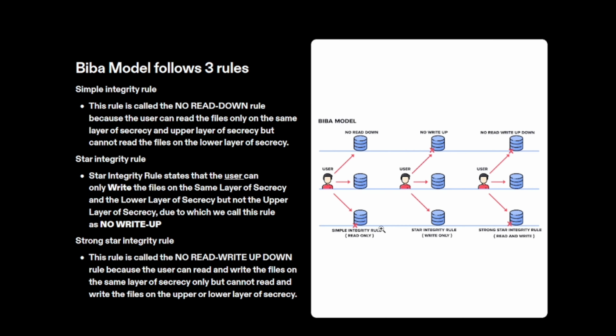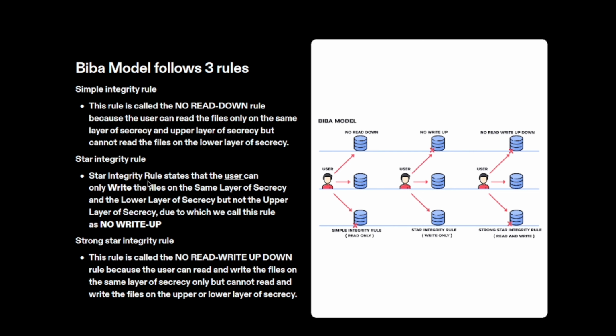Let's look at the Biba model, the rules it follows. There are three rules which it follows. Simple integrity rule. This rule is called the no read down rule because the user can read the files only on the same layer of secrecy and the upper layer of secrecy, but cannot read the files on the lower layer of secrecy. So if the user is on this level of secrecy, he or she cannot read the files in the lower layer of secrecy, but can read the files on the upper layer of secrecy, right?